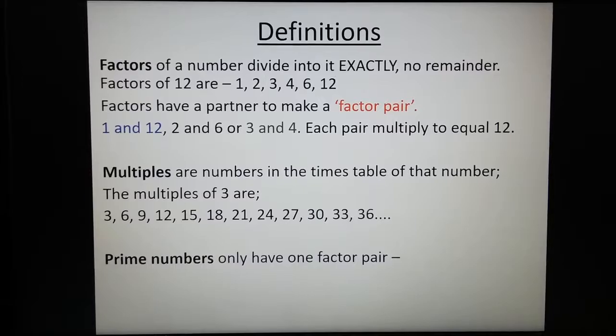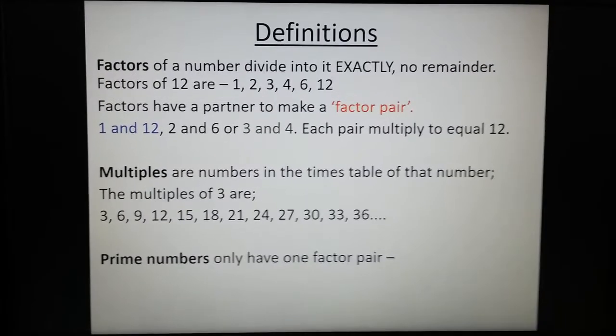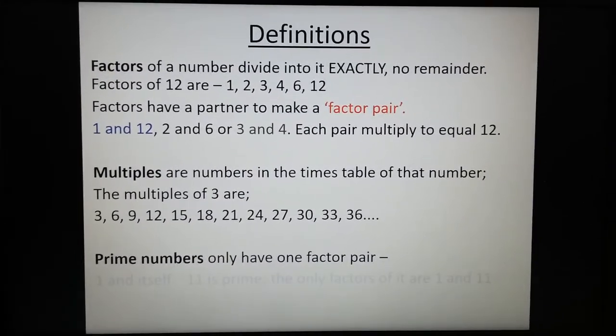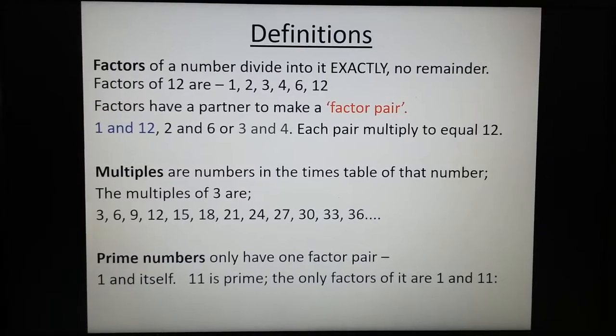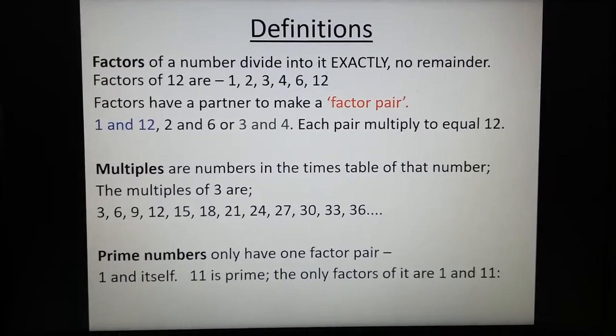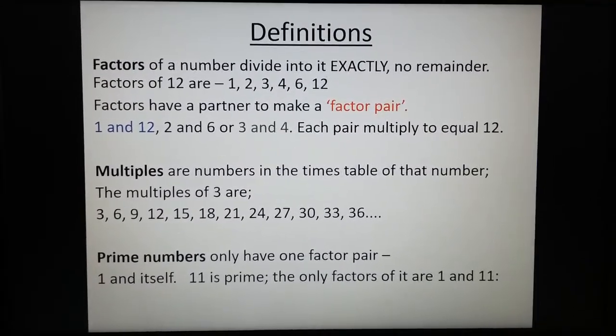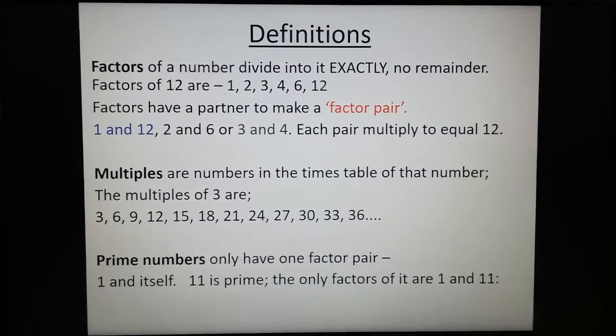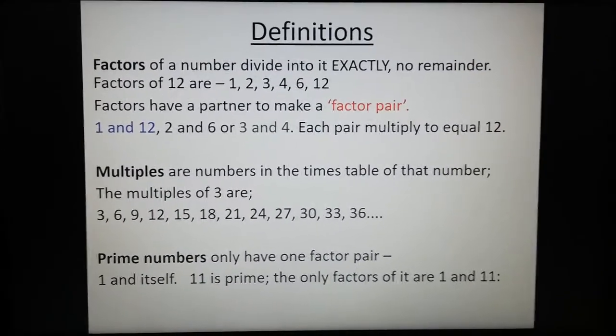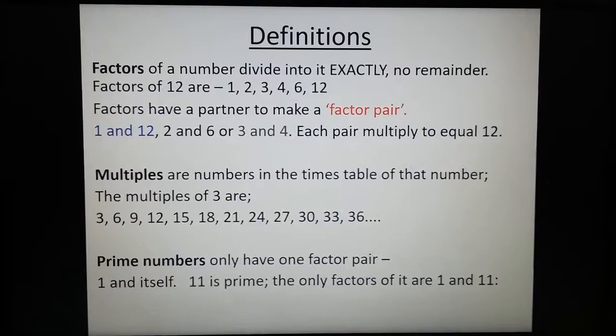Prime numbers, hopefully you remember those as well. They only have one factor pair. So 11 is a good example of a prime number. The only factors of 11 are 1 and itself, 11. 1 times 11 is 11. There are no other numbers that go into 11 exactly.